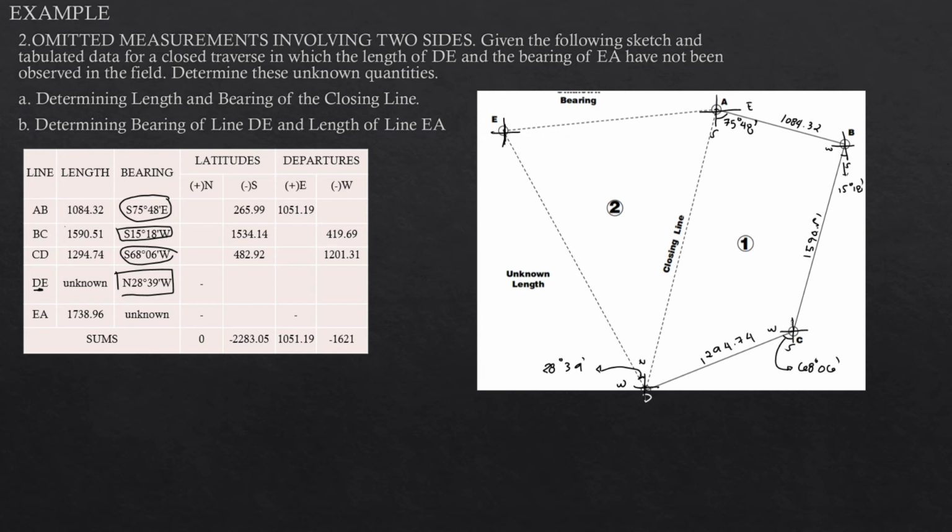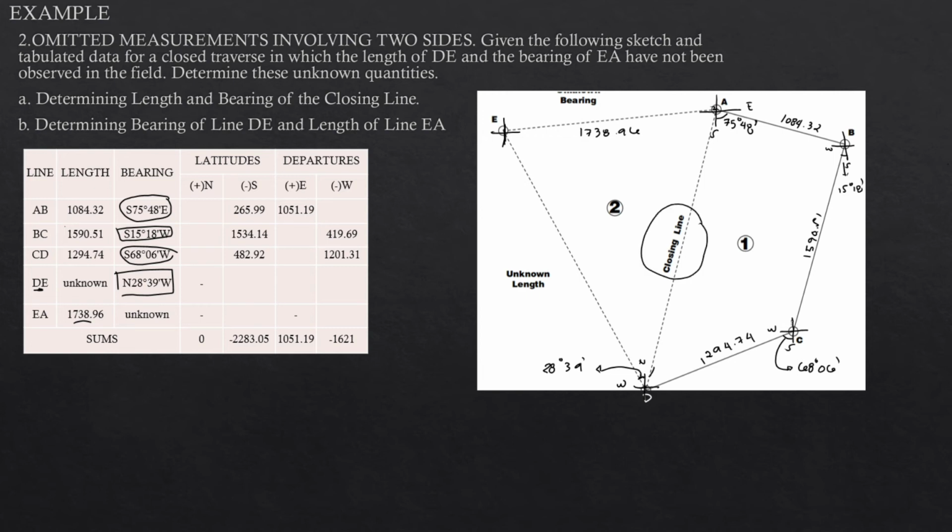Mako-compute naman natin yan. Okay, so, then EA, unknown yung bearing and line. Okay, so i-connect na lang natin siya sa A, sa last point. Pero alam naman natin yung given value na 1738.96. Okay, so unknown to, yung mga hidden lines natin is unknown. Okay, so para makuha natin yan, meron tayong 1, 2, 3 sides na given. So kunin natin yung closure ng 3 sides na given natin, yung closing line.